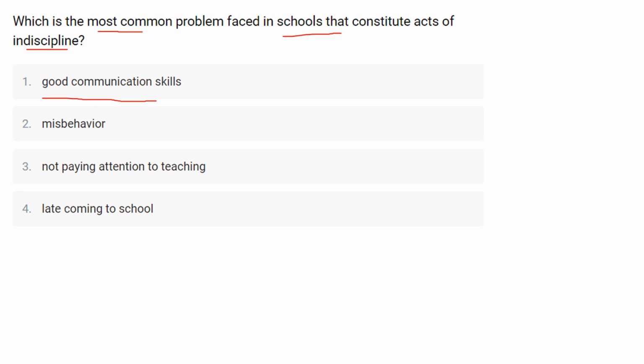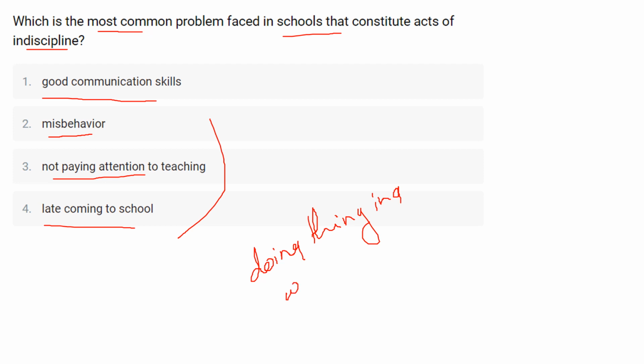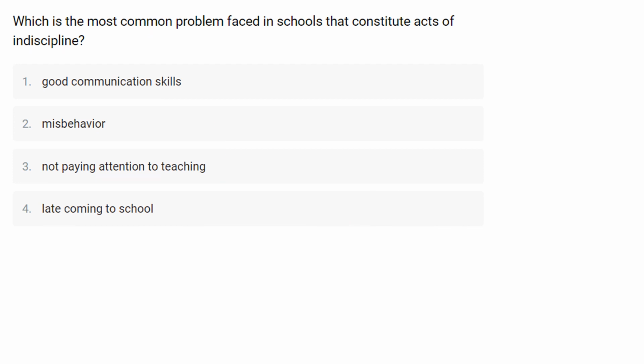Second one is misbehavior, third one is not paying attention to the teaching, and the last one is late coming to the school. So all these three options we can consider as problems faced in the school. Now which one is the most appropriate that we have to recognize here? The most appropriate option for this question is the most common and major problem faced by the teacher in the school which constitutes the act of indiscipline, that is misbehavior, doing things in a wrong or improper manner. So the answer for this question will be misbehavior. So here option 2 will be the correct answer.